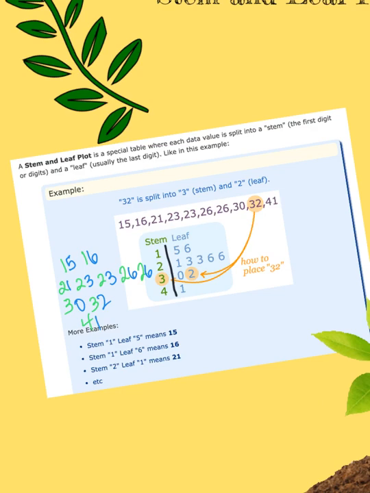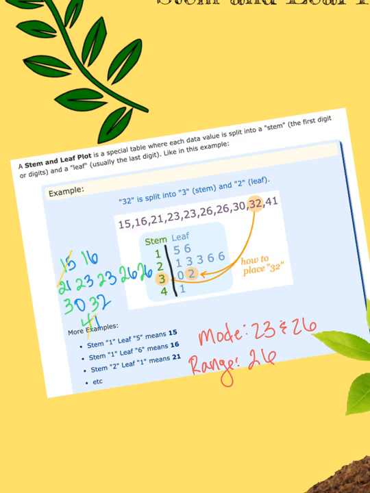Can I find the range, median, mode, mean? Yes, I can still do that because I've got my data listed right there. I can see that I have a mode of what? I have 2 modes. My modes are going to be 23 and 26. And then what about my range? Well, range is 41 minus 15. So my range will be 26.